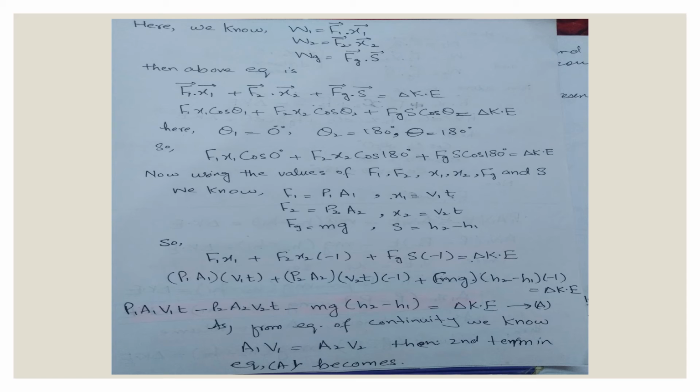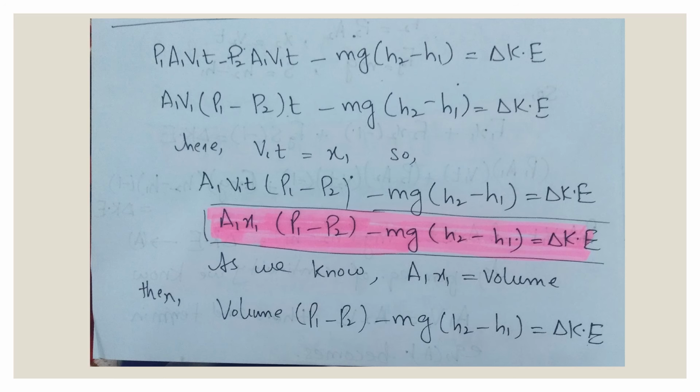From the equation of continuity, we know that area into velocity is a constant, so A1V1 is equal to A2V2. Then the second term in equation A becomes: P1A1V1T minus P2A1V1T minus mg into H2 minus H1 is equal to delta KE, that is the change in kinetic energy. Taking A1V1 common from the first term on the left hand side, we get A1V1 into P1 minus P2 into T minus mg into H2 minus H1 is equal to change in kinetic energy.